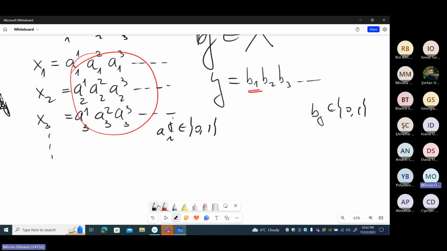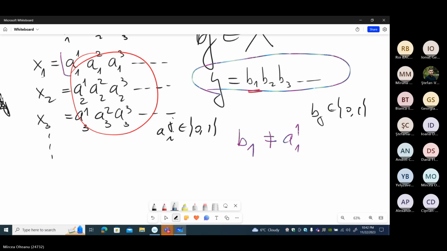And this is what is called Cantor's diagonal argument. How to choose B1? In this element Y we would like to prove that it cannot be X1, it cannot be X2, and so on. Well, we will choose B1 to be different from A11, from this one. Now the question is, is it possible? Yes, it's possible because A11 is 0 or 1. If it is 0, I take B1 to be 1. If A11 is 1, I will take B1 to be 0, so it's possible. How to choose B2?